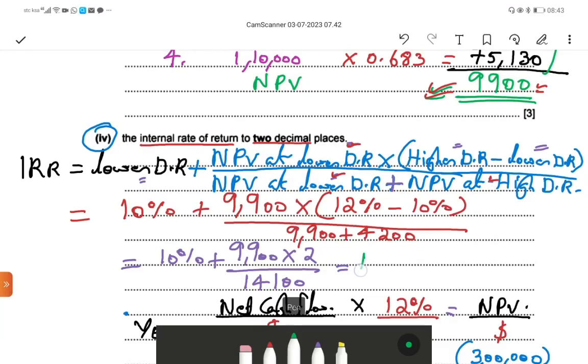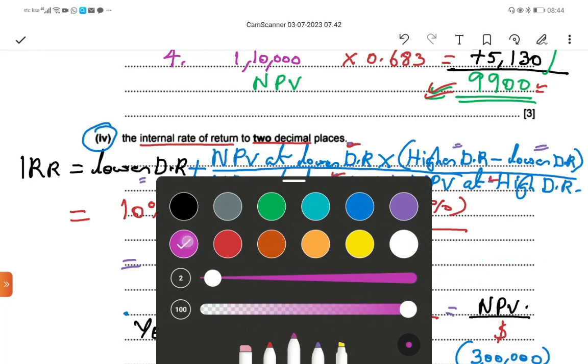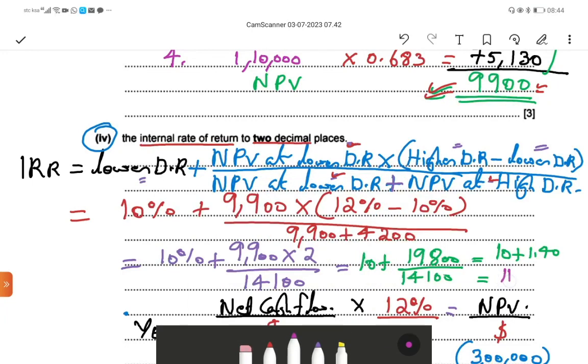That is 10 plus 19,800 divided by 14,400 is equal to 10 plus 1.40 is equal to, what is the answer? 11.40%.